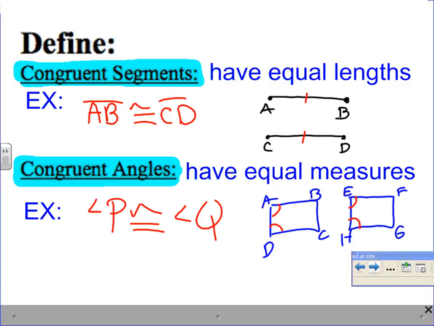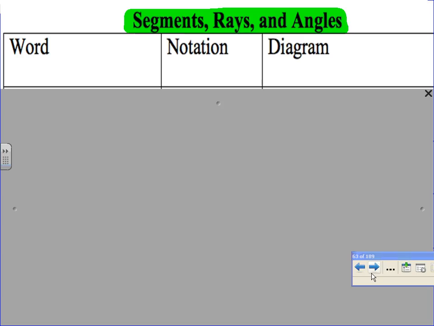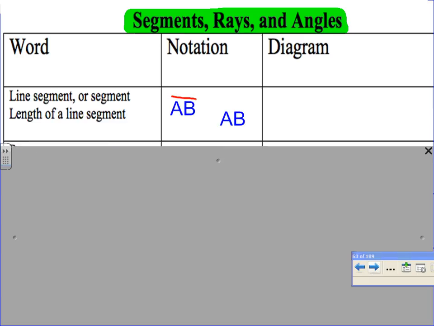Okay, let's flip over to segments, rays, and angles. Told you guys this was easy. Okay, line segment. So now we're going to talk about a segment in more detail. A line segment is a length of a line. You could have a line above it, or we could have nothing above it. Either way, it represents a segment.